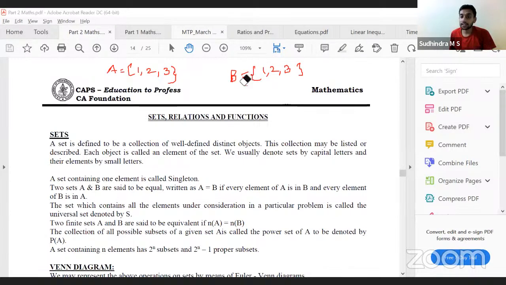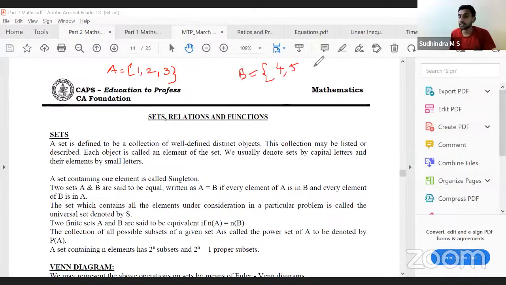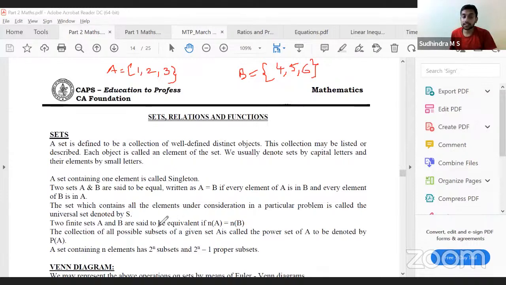Will I call it equal sets? Yes, we call them equal sets. But if B is equal to 4, 5, 6, will I call it equal sets? No, sir. But we can call it equivalent sets. When the number of elements of set A is equal to the number of elements of set B, then we call it equivalent sets.